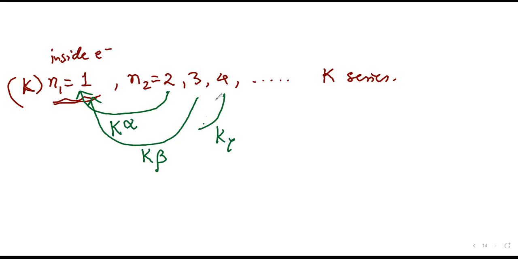So K alpha X-rays means what? K alpha X-rays means the initial vacancy was created in the K shell and an electron from just one shell ahead, that means from the L shell, is jumping to this vacancy, and due to this, an X-ray is produced whose wavelength is lambda, so this is produced by this one.